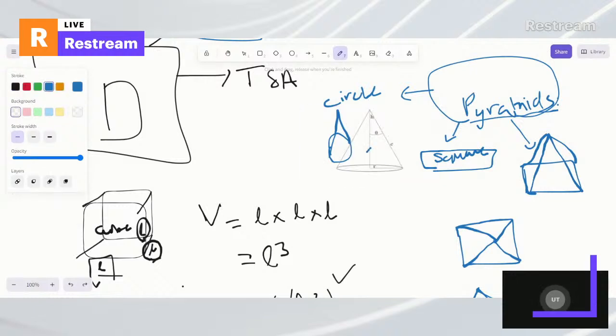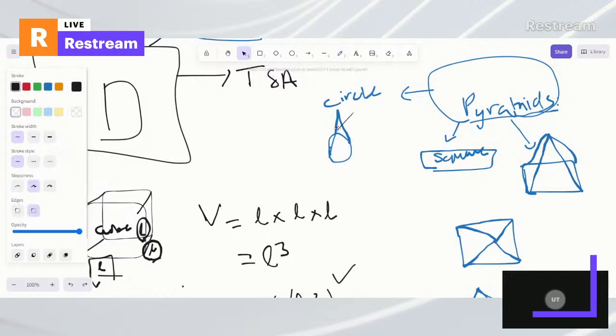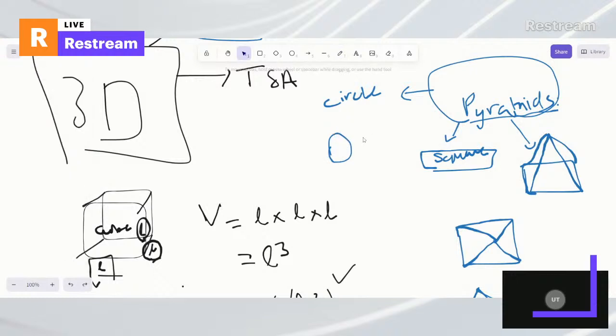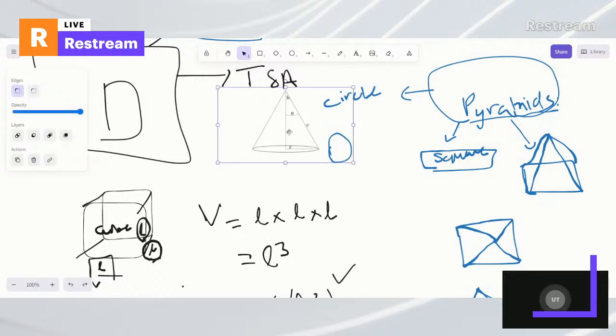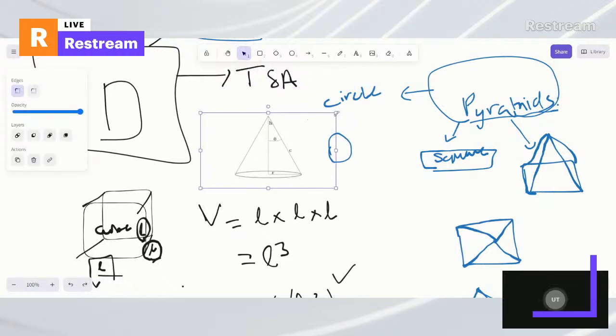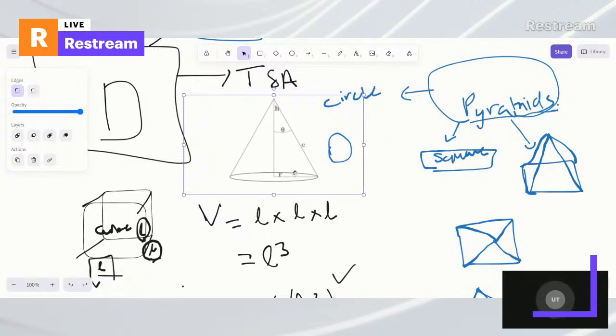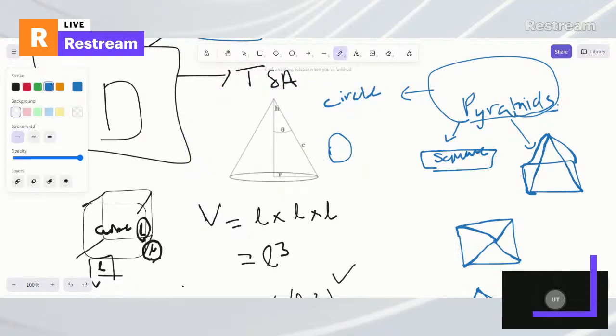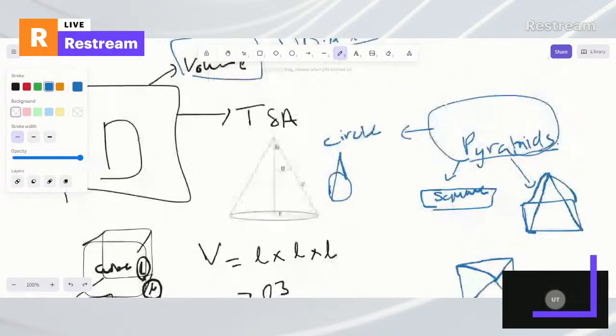You see this shape? This shape right here is nothing but a circular based pyramid. I hope this is clear to all of you. Perfect. Somebody did answer correctly what a circle based pyramid is.